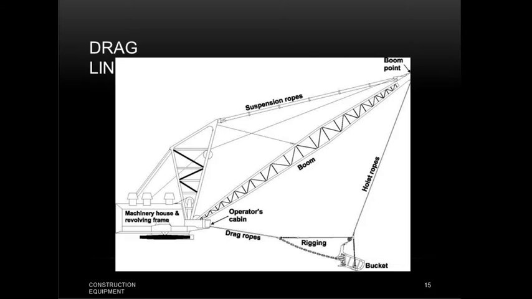The first one is size and type of bucket. Next, length of crane boom. Next, type of material. Next, angle of swing. Next, depth of cut. Next, working conditions and maintenance of the machine. Then size of hauling unit and method and skill of operator. So these are the various factors that affect the output of the dragline.